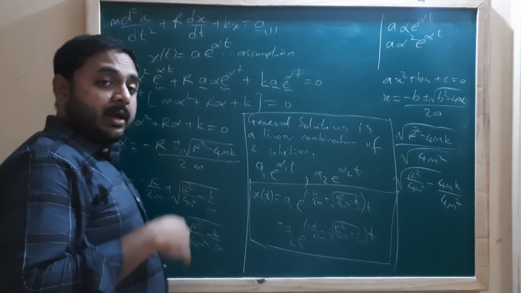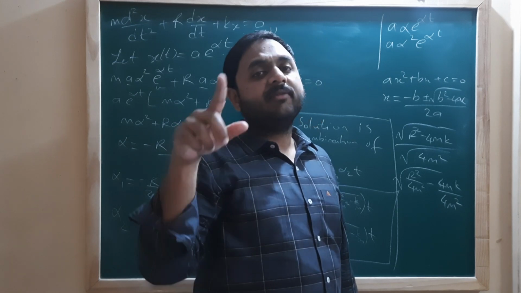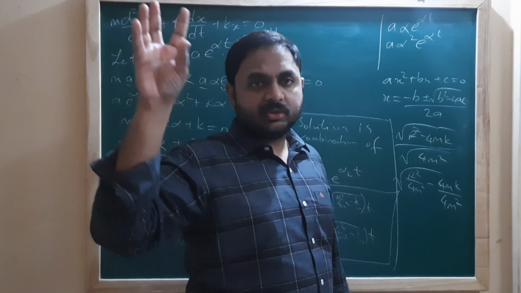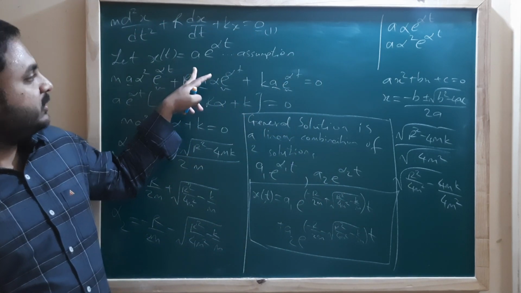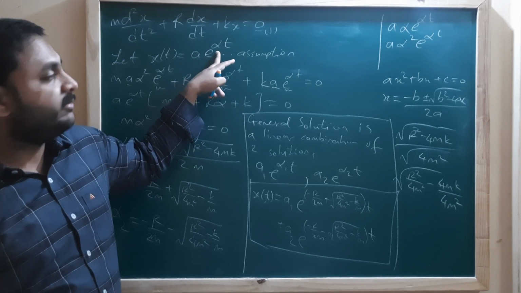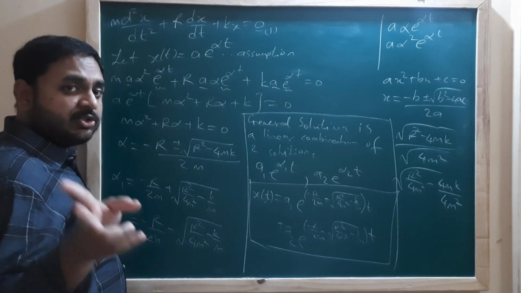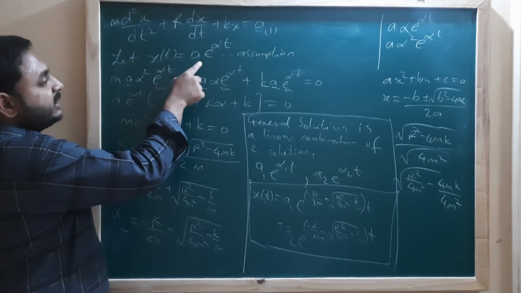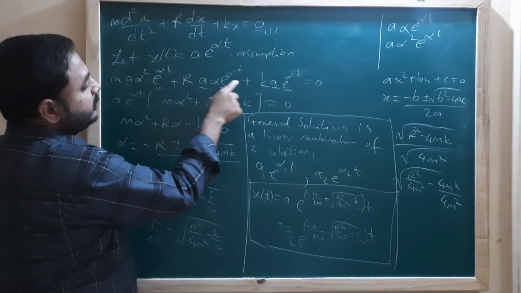Assume a solution. For most second order differential equations, the solution will be proportional to e raised to alpha something, some exponential function. So we are assuming a solution. Let the solution be a into e raised to alpha t. A is some constant, we don't know. Alpha is some constant, we don't know. The solution to a second order differential equation should have two constants. Two constants are important.